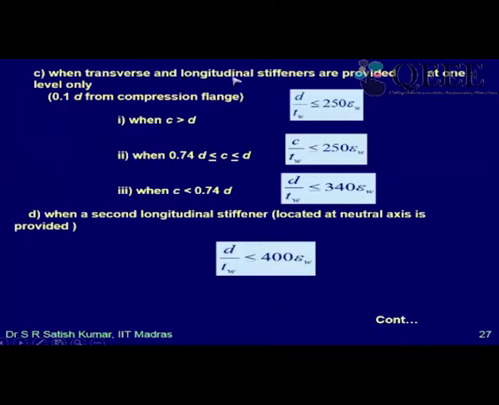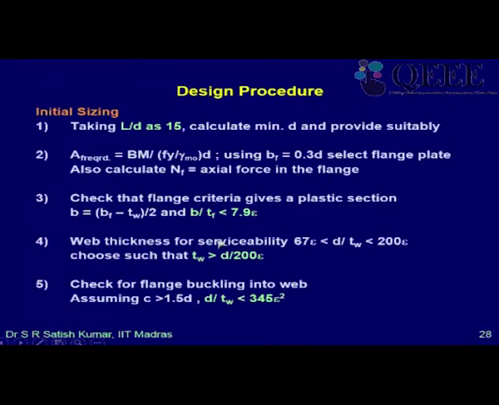And when transverse and longitudinal stiffeners are provided, you can go even higher. When a second longitudinal stiffener is provided at the neutral axis, we can go up to d by t w of 400. Just to give you an idea, let's say the web of the plate is 2 meters deep. I can use a thickness of 2000 by 400, which gives me 5 mm. I can use a 5 mm thick plate, similar to a wall, almost 2 meters deep, if I am providing stiffeners. So those are the values up to which we can actually design plate girders. But generally people do very conservative designs, they use very thick web plates.